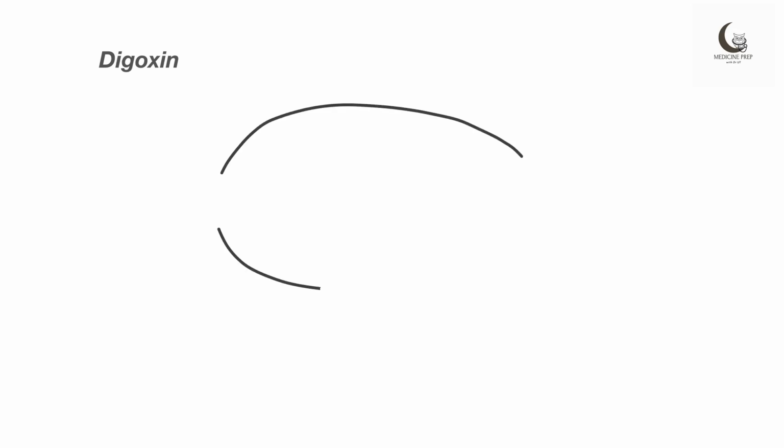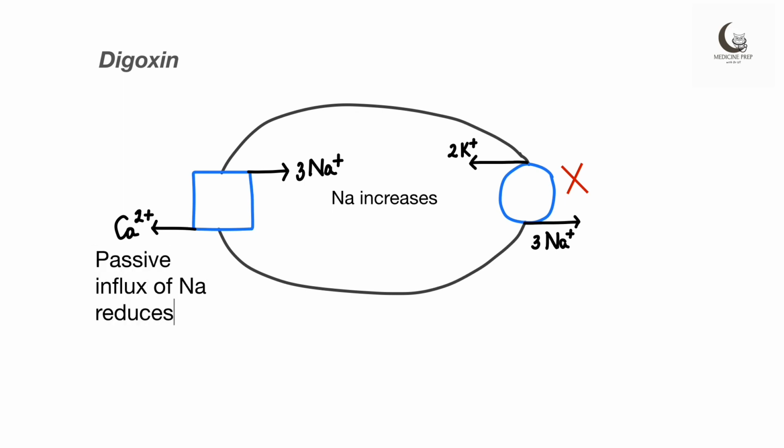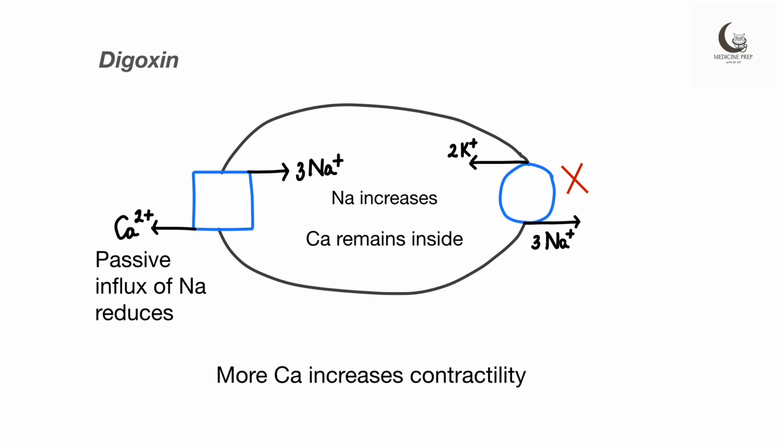Now this here is our cardiac cell and it has a sodium-potassium pump and a sodium-calcium exchanger. So digoxin blocks this sodium-potassium pump. So the level of sodium will increase in the cell. So that implies that the passive influx with sodium-calcium exchanger will be reduced, leading to an increase in calcium inside the cell, and more calcium is available for increasing the contractility.